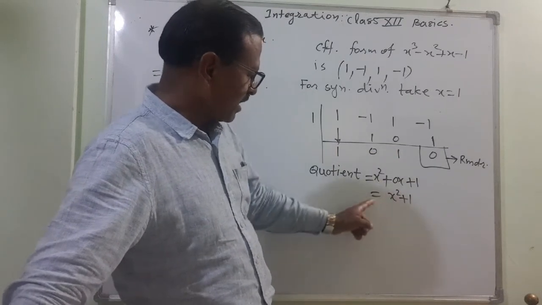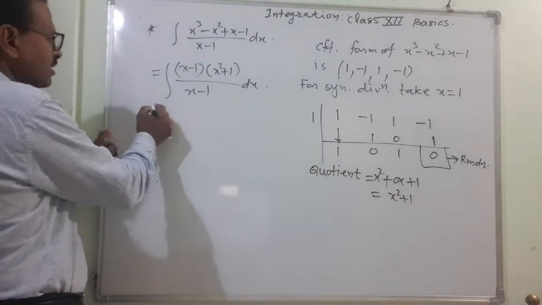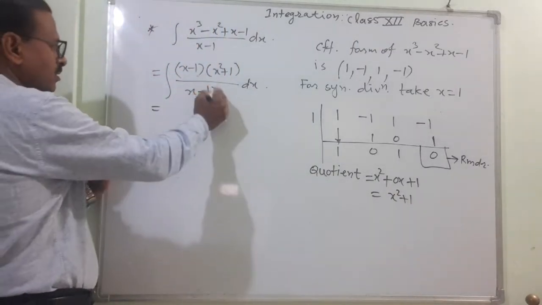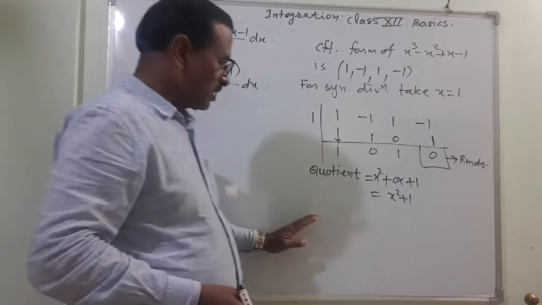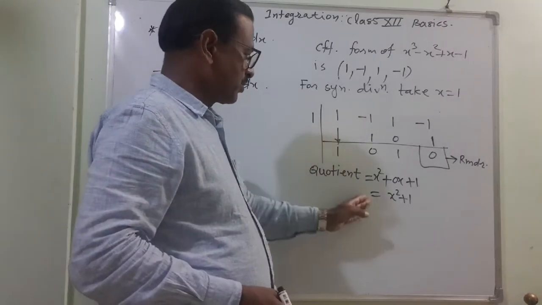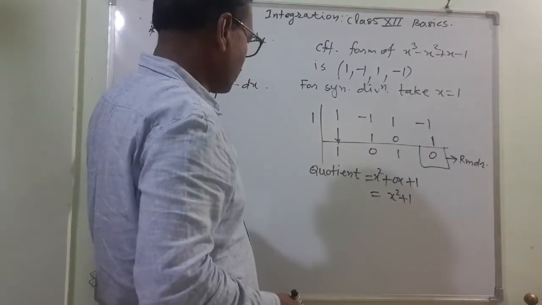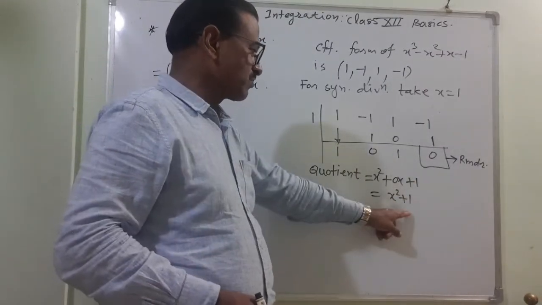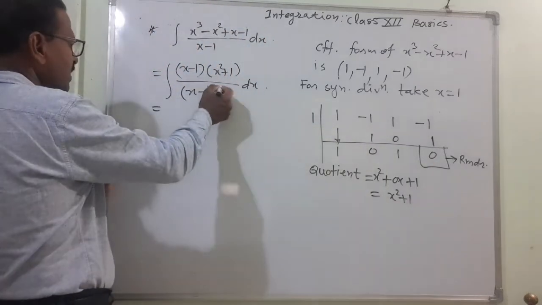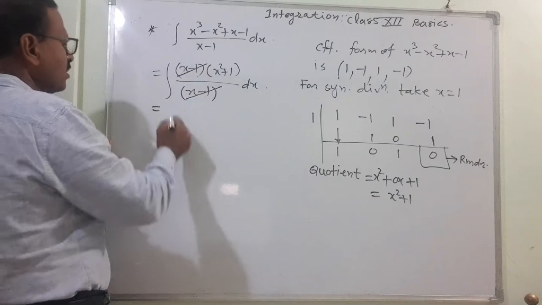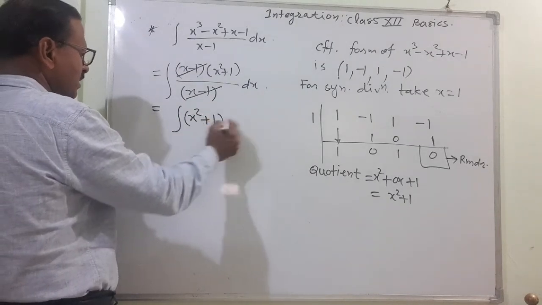So this is nothing but x square plus 1. In detail I am going. I have written this: dividend is equal to divisor into quotient plus remainder. Divisor is x minus 1. Quotient is x square plus 1, and plus 0. So this and this get cancelled. Therefore it is nothing but integration of x square plus 1 dx.